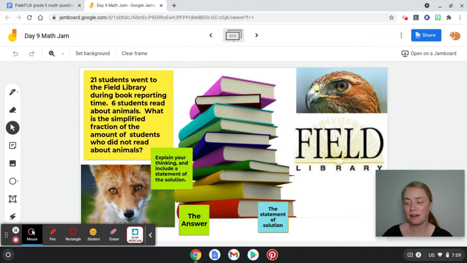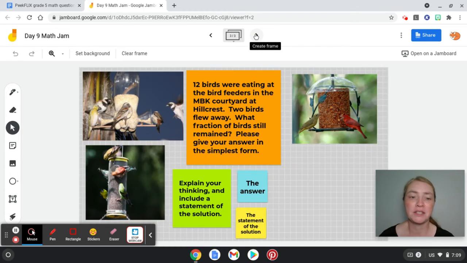All right, thank you for going through that with me. Let's move around to the question that you're going to be doing on your own. So, you have been to Hillcrest School, probably. And we have this beautiful new courtyard, and we have bird feeders there. So let's read a question about what's going on with these birds.